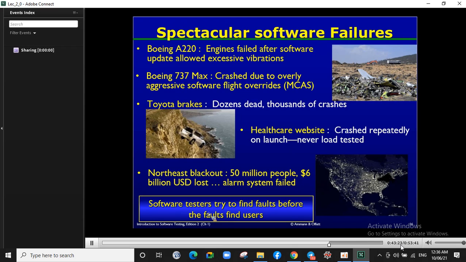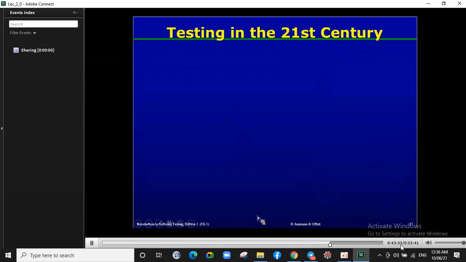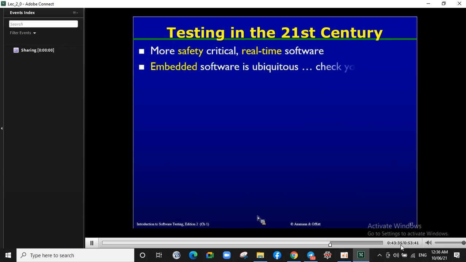Software testers, what is the work of software testers? What is the responsibility of software testers? Software testers try to find faults before the faults find users. In these cases, faults found their users.